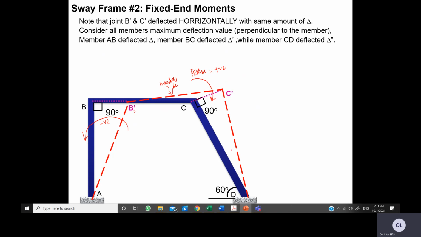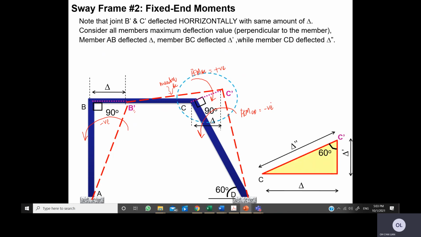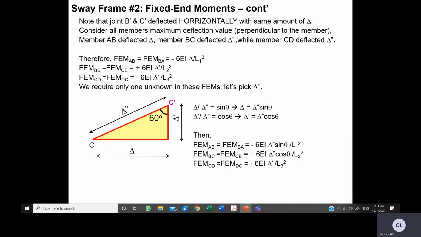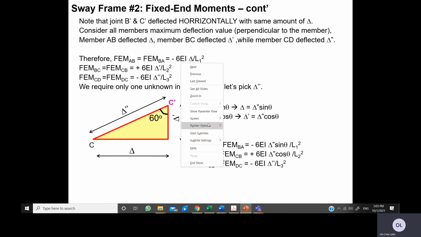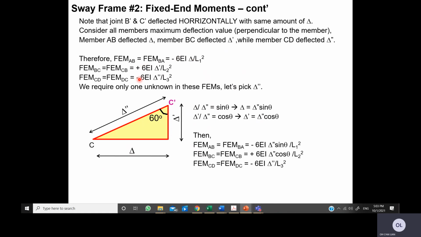Then for CD, C prime is the deflected point and CD is here. You want to move this C prime back to C, so you push this deflected shape here. So the fixed moment for CD will be negative as well. Negative, positive, negative. So here we have negative, positive, negative.